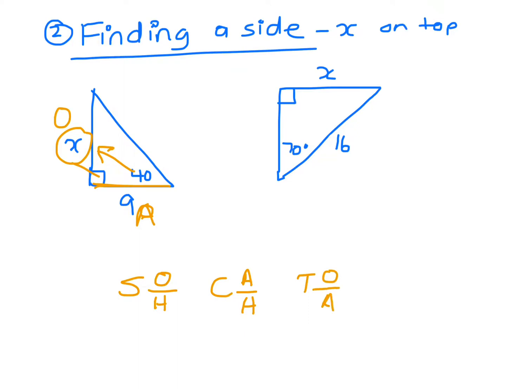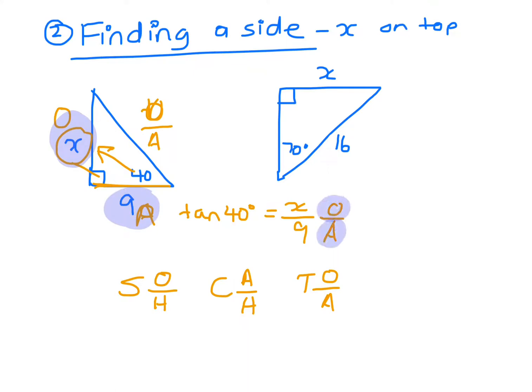Okay, so looking at this one here, that would be O on A, so that means it's tan. Now, I'd really like you to set this up really well. So you write tan of the angle, which is 40. So make sure you write tan of the angle. And then it's going to be opposite on adjacent. So the opposite is the x and the adjacent is the 9. Opposite on adjacent. Make sure that you do that order. Do the opposite first, then the adjacent.